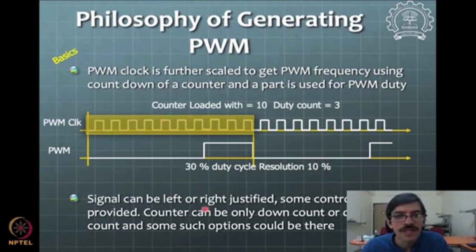Then you can have additional controls, like left or right justified signals, or a signal delayed with respect to some other signals. The counter can be counting down or counting up, all those things are possible. So this is a counter loaded with 10, which can be counted up or counted down, and depending upon that something will happen. But the basic concepts are these for getting the PWM signal produced in the system.